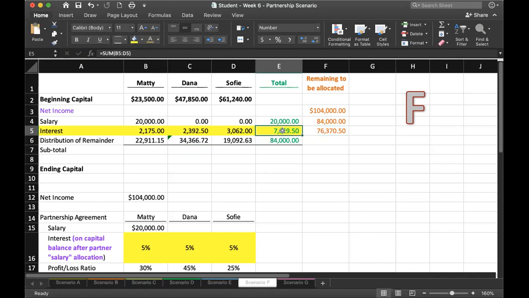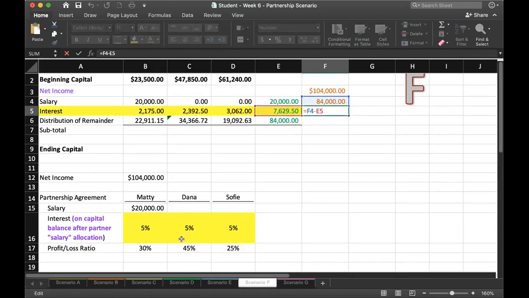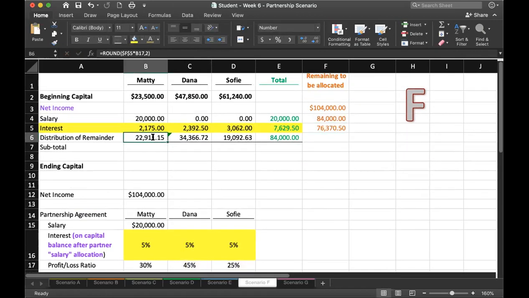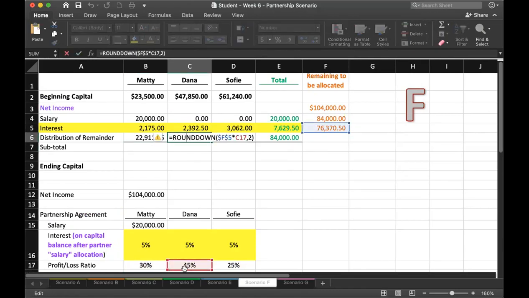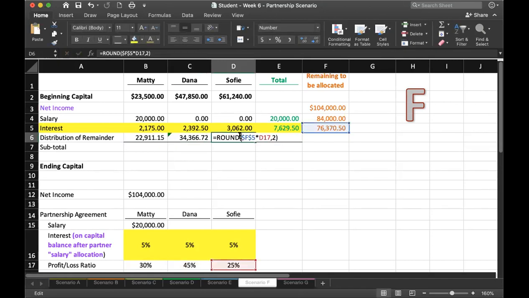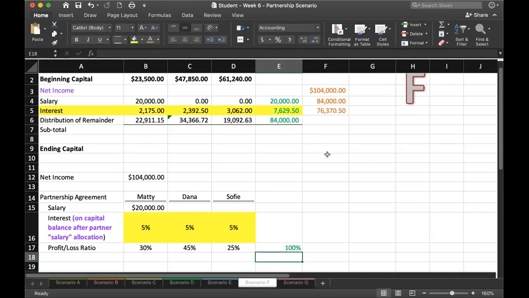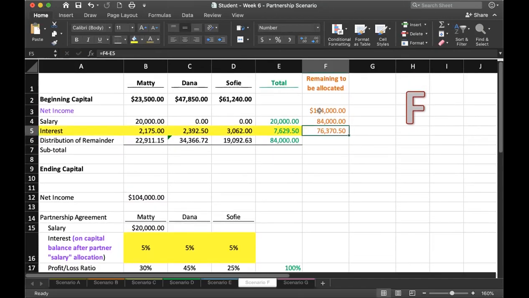Okay. That's the sum of that. And let's see here. I said F5 times 30%. Correct. F5 times 45%. Correct. F5 times 25. Let me just verify that this equals 100%. Yeah. So I'm not too sure. I apologize.